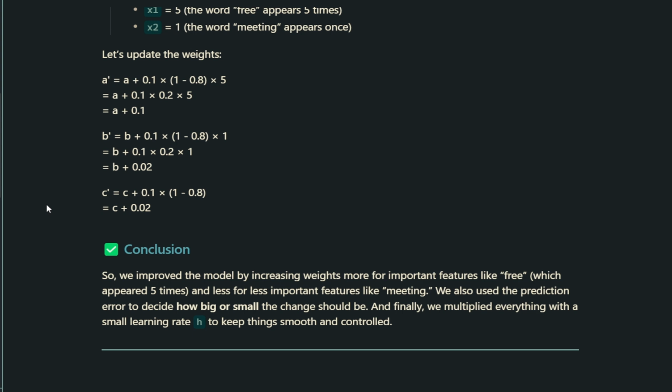Notice how the update reflects reality. The word free appeared 5 times, so it got a bigger weight adjustment. The word meeting appeared only once, so its weight adjustment was much smaller. The prediction error 1 minus 0.8 guided how strong the updates were. And finally, multiplying everything by the learning rate 0.1 kept the changes small and controlled. This way, the model learns to pay more attention to words like free, which are strong indicators of spam, while still making gentle improvements overall.